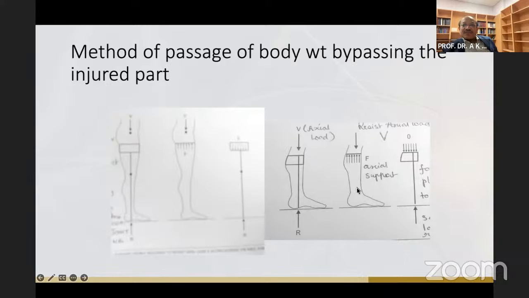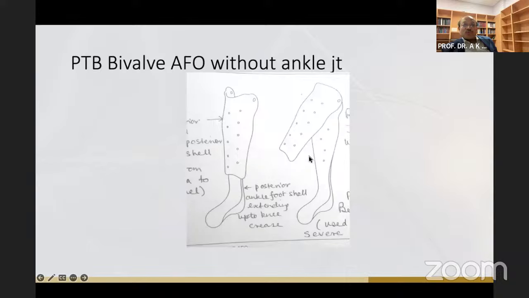Another case is if the lower part of the tibia is deficient or the ankle is deficient. In that case, we have to use the PTB, that is a posterior bivalve patellar tendon bearing ankle foot orthosis. What is that? See, this is the bivalve. This is the posterior one. This is the posterior leg component and the foot component, and this is the anterior leg component.